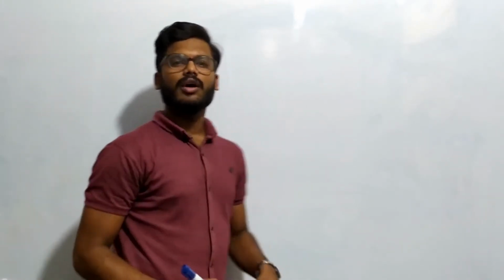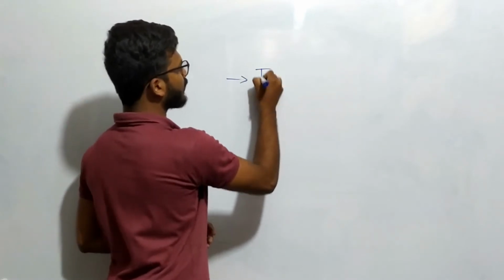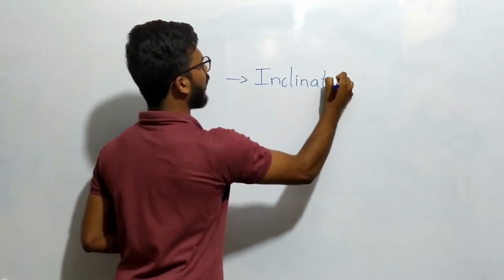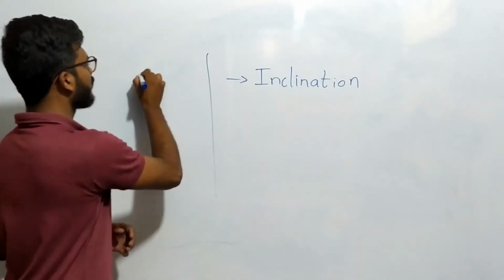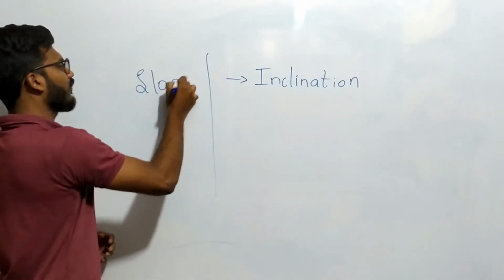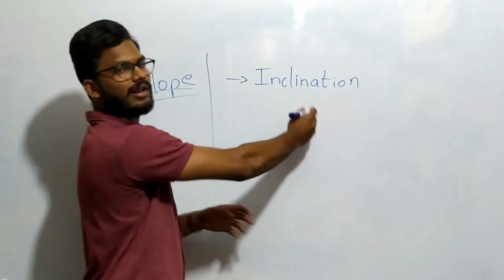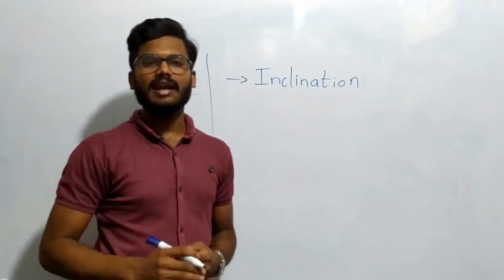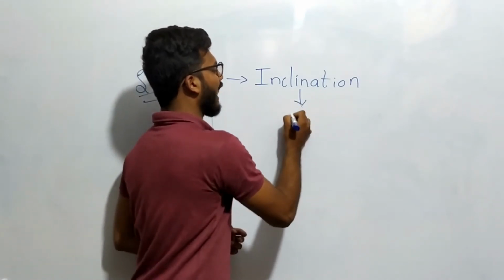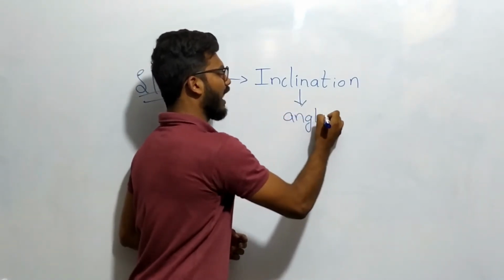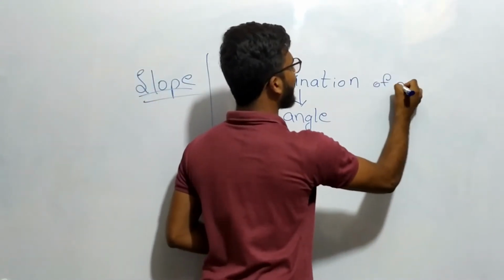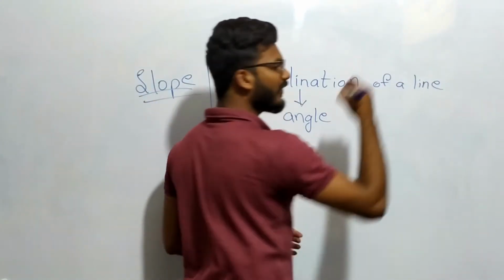In this video, we are going to learn two concepts. First one is inclination and second one is slope. First, let us see what is inclination and then we will come back to slope. Inclination is nothing but an angle. And which angle? Normally you can tell inclination of a line. What is it? Inclination of a line.